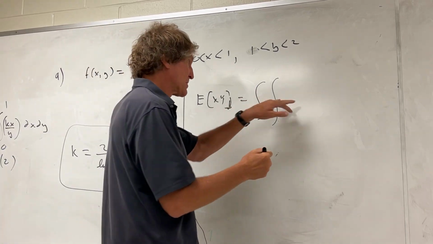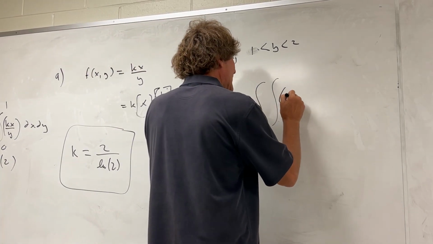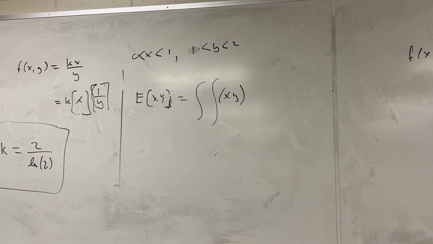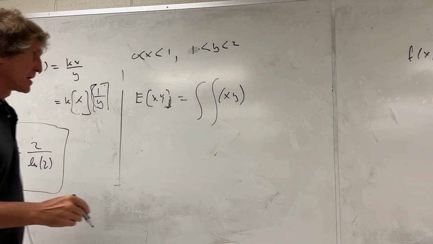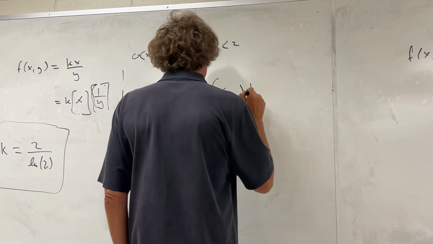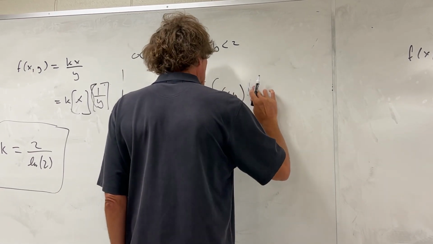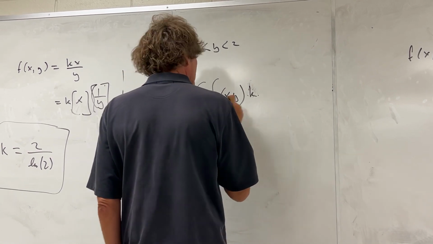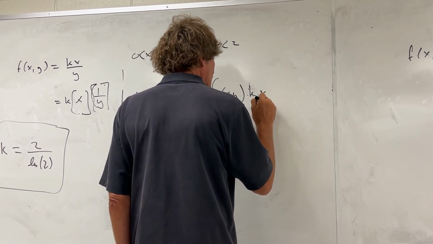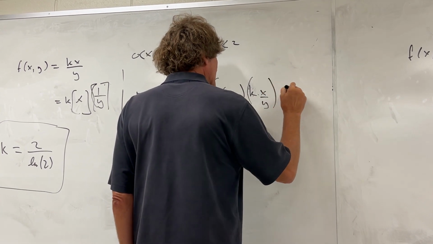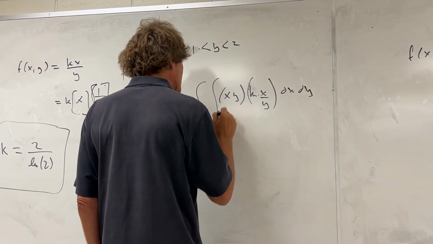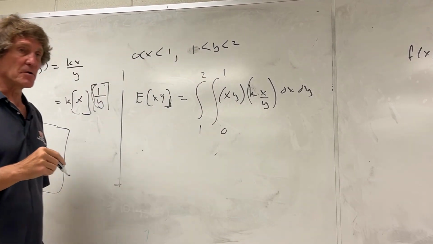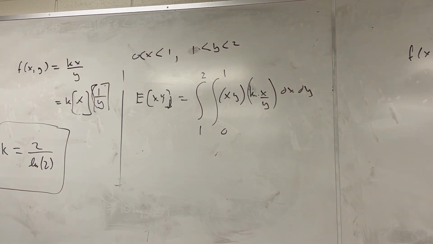Now you put the function in here, which is x times y, and then you put the probability density function, which is this. It's going to be k, which I'll just leave as k, it doesn't matter, k times x over y. Then you go dx dy. X goes from 0 to 1, y goes from 1 to 2. That's one way to do it. Do you all agree with that? And that will get you the right answer.